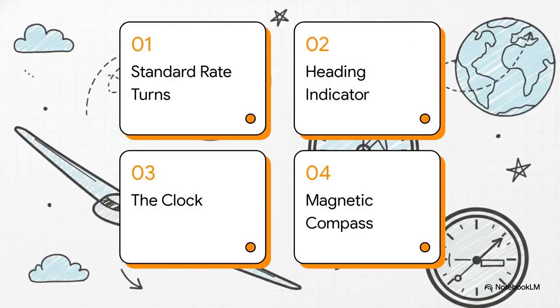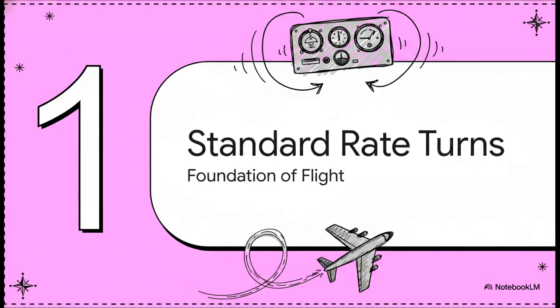So, here is our pre-flight briefing for today. We'll be covering 1. Standard rate turns, 2. The heading indicator, 3. The clock, and 4. The magnetic compass. We'll be moving right through a pilot's hierarchy of reliability. Section 1. Mastering Standard Rate Turns, the foundation of flight.